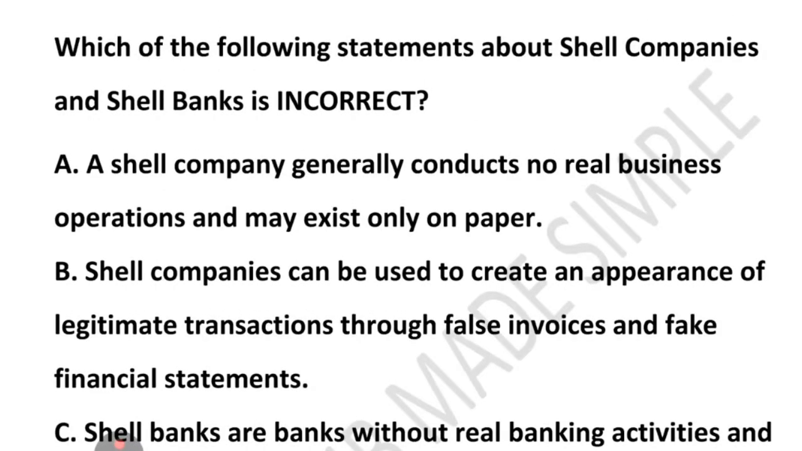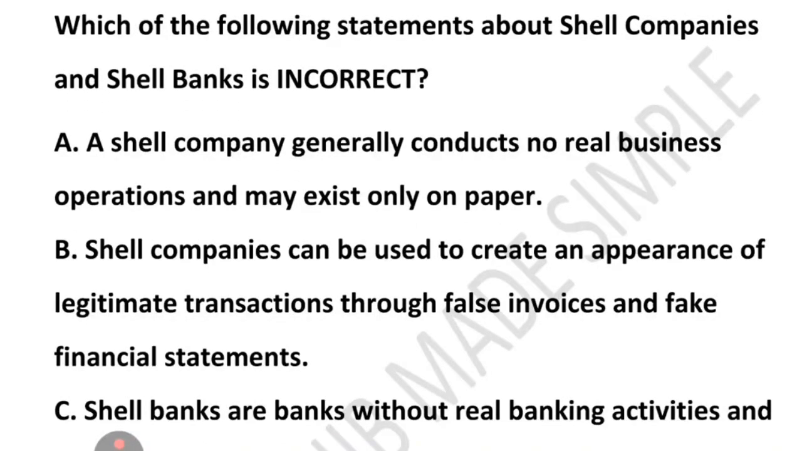So let's go through each and every option. So option A, shell companies generally conduct no real business operation and may exist only on paper. Is this correct? Yes, it is correct. What does this mean? So shell companies are fake businesses, no office, no product, just paperwork. For example, a company with a fancy name but zero employees or zero sales, like a movie set. It looks real but it is just a facade.